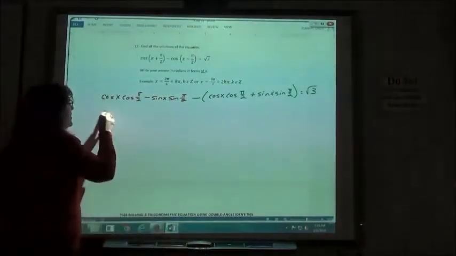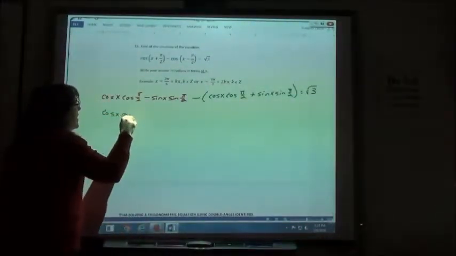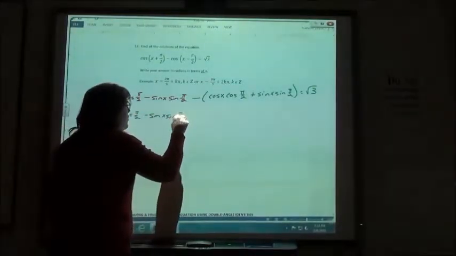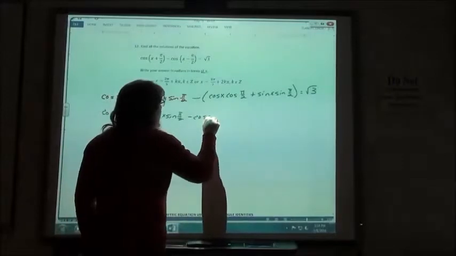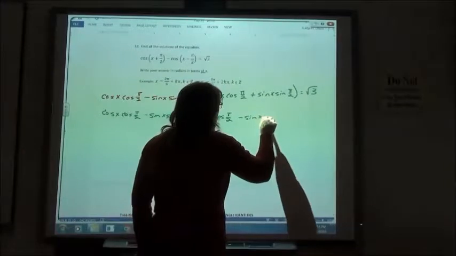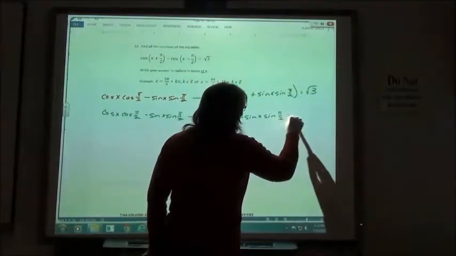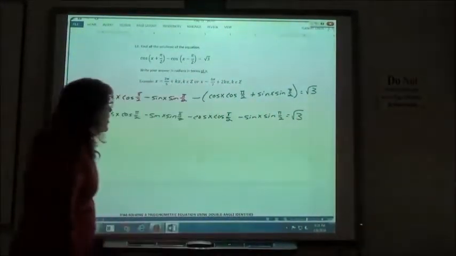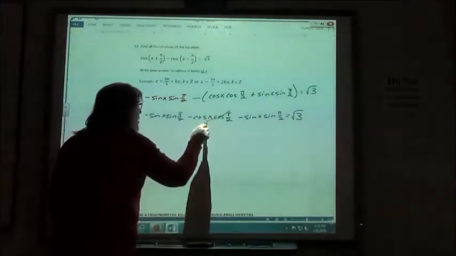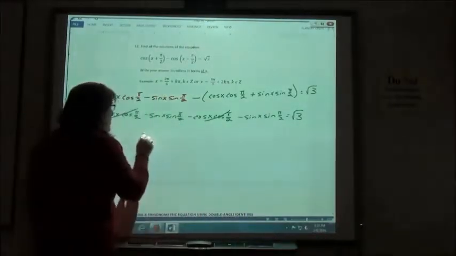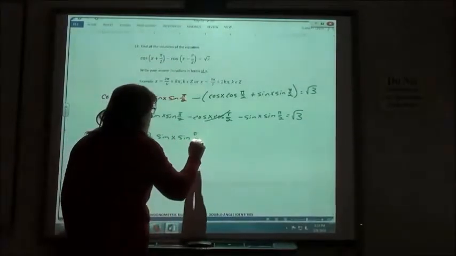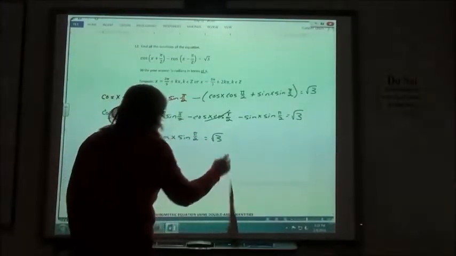So getting rid of our parentheses, we have cosine of x, cosine of pi over 2, minus sine of x, sine of pi over 2, minus cosine of x, cosine of pi over 2, minus sine of x, sine of pi over 2 equals our square root of 3. So the cosines are going to cancel out. That will cancel this out. I will have 2 of these. So negative 2 sine of x, sine of pi over 2 equals the square root of 3.